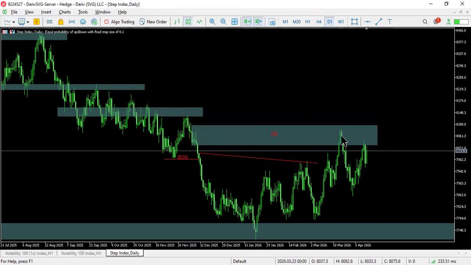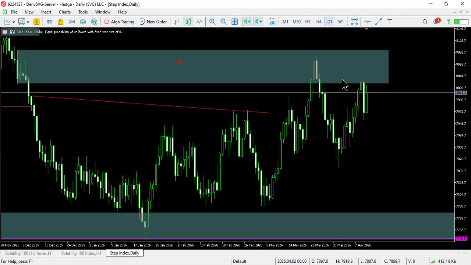It stepped in for the first time from the tweezer top, and then it dished out a move, but it did not break this swing low. Therefore, that trade is still valid until price comes and breaks this low. And then it went back in to tap in and we formed a bearish engulfing.